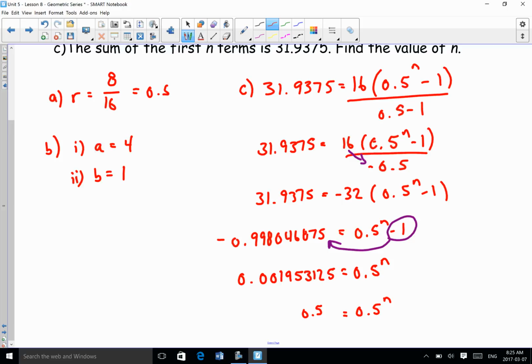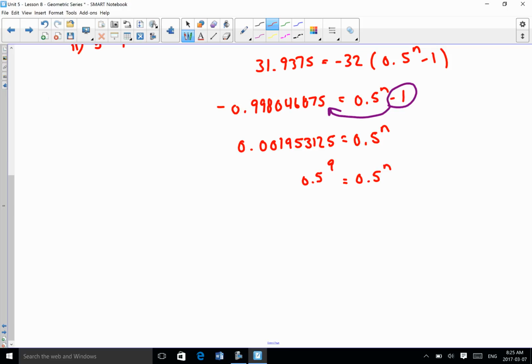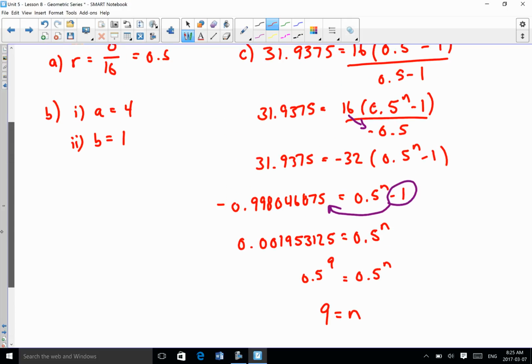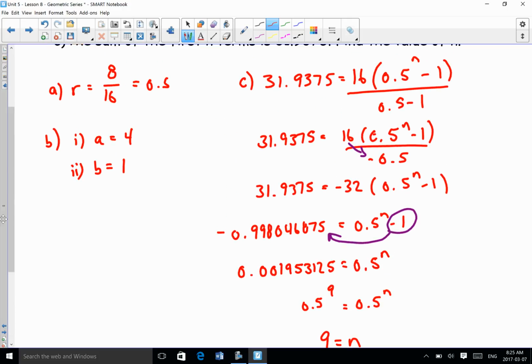So guessing and checking, 0.5 to the 9 comes out to the 0.0019 value. Well, if my base is the same, my exponents are the same. There must be 9 terms in this sequence. Now, if I had some technology available to me, I also could just put this in my graphing calculator and think of this as y1, and all of this as y2, and solve it that way. It would work just as fine. But if I don't have technology, I can also do some guessing and checking to solve the exponential equation.